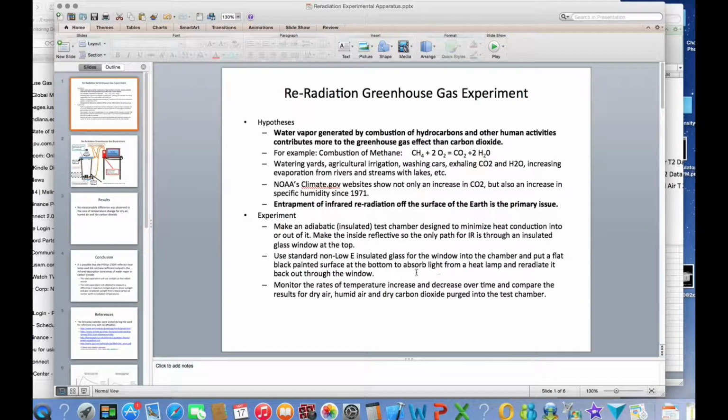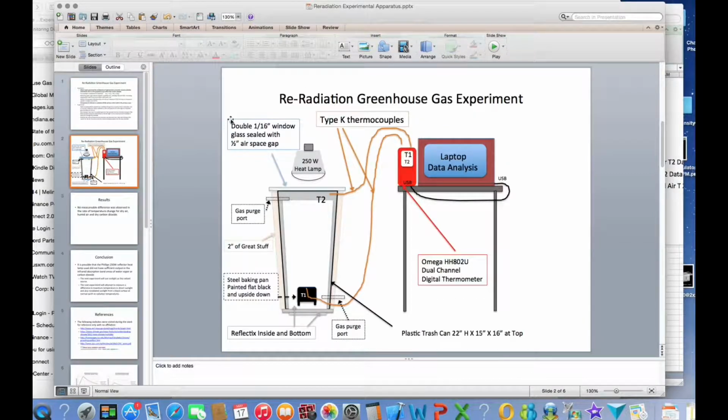I put a flat black painted surface at the bottom to absorb light from a heat lamp and have it re-radiate back out through the window. Then my intent was to monitor the rates of temperature increase and decrease over time, and compare the results for dry air, humid air, and dry carbon dioxide purged into the test chamber. This is what my apparatus looked like, a schematic of it.